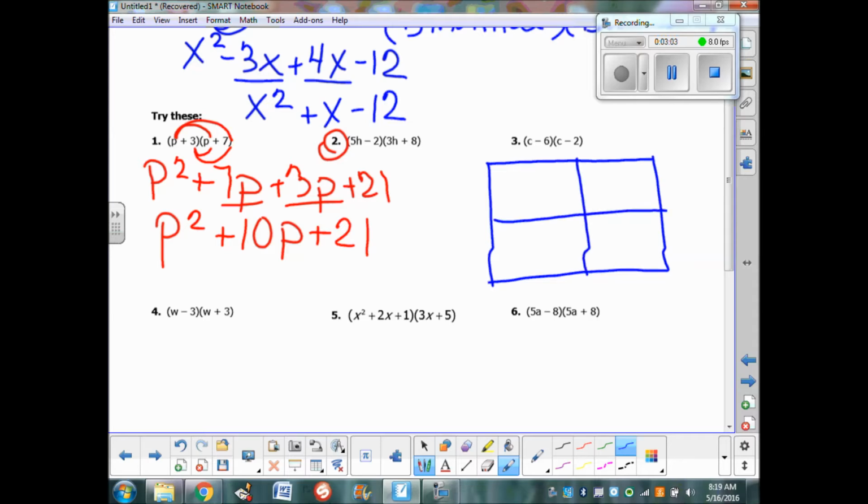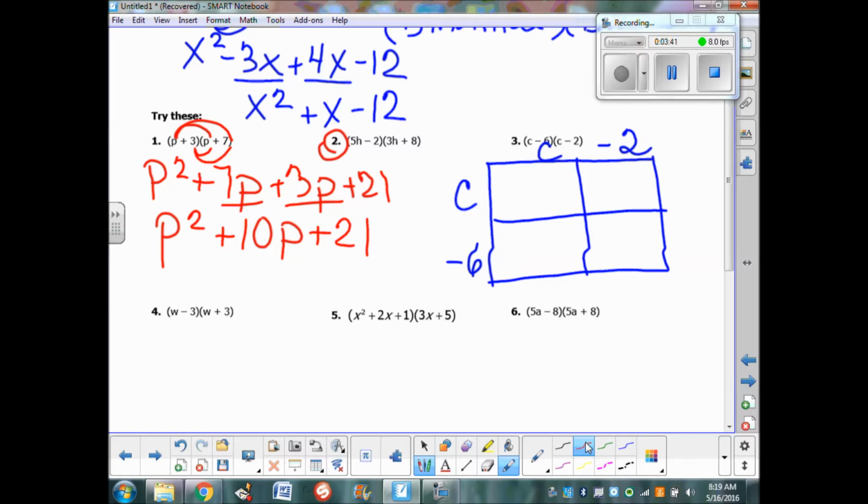I'm going to make a 2 by 2 box. So we're just going to kind of organize this. And I'm going to put my first binomial along the side, c minus 6, and then I'm going to put the second one along the top, c minus 2. So again, this is just a graphic organizer to give your eyes something to look at. So now I'm going to start, and essentially I'm finding the area. Area is just length times width for a rectangle, right? Area is length times width.